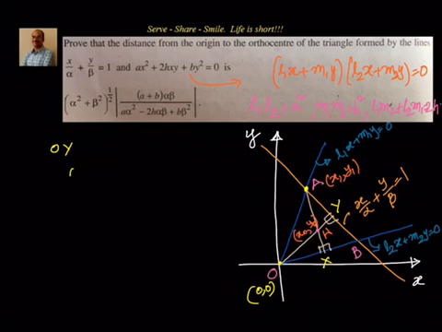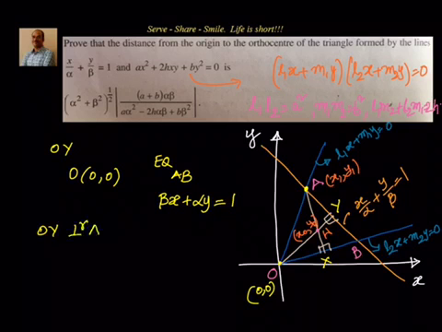For Oy, I know the point O is (0, 0), and I know the equation of AB. The equation of AB is x by alpha plus y by beta equal to 1, or can I write it as beta x plus alpha y equal to 1. Now what is Oy? Oy is perpendicular to AB. So the AB equation is beta x plus alpha y equal to 1, then this will be alpha x minus beta y plus k equal to 0.